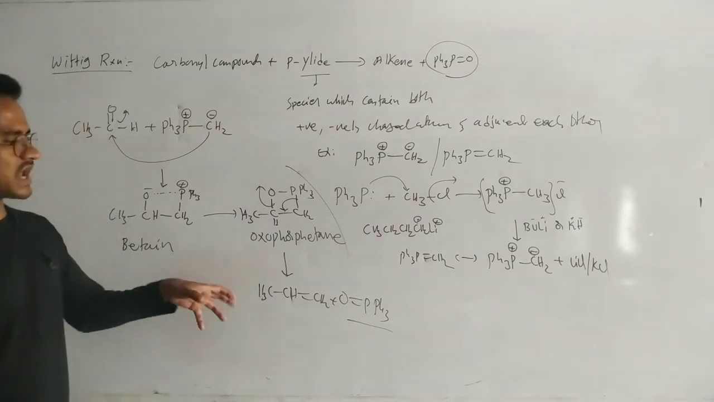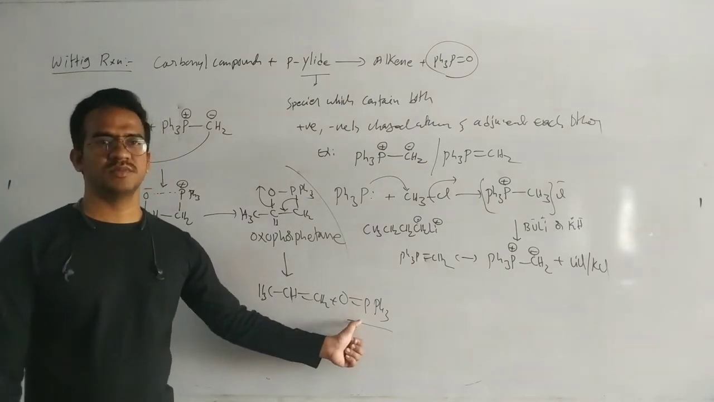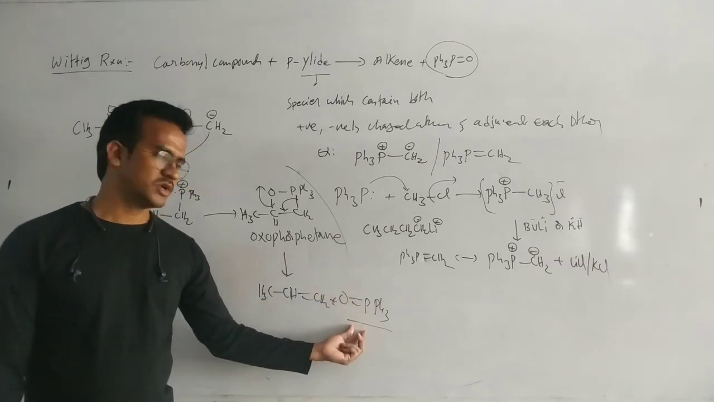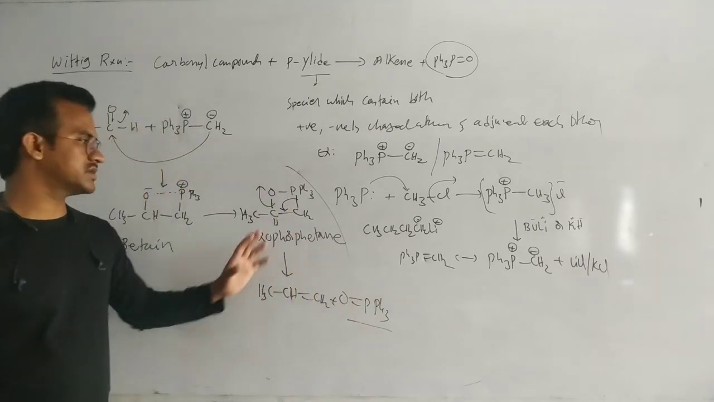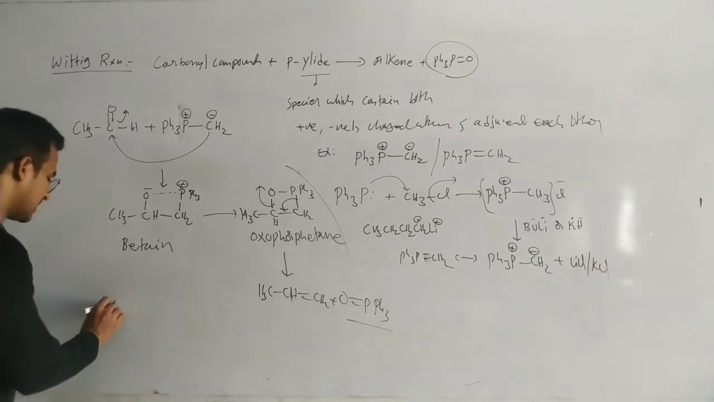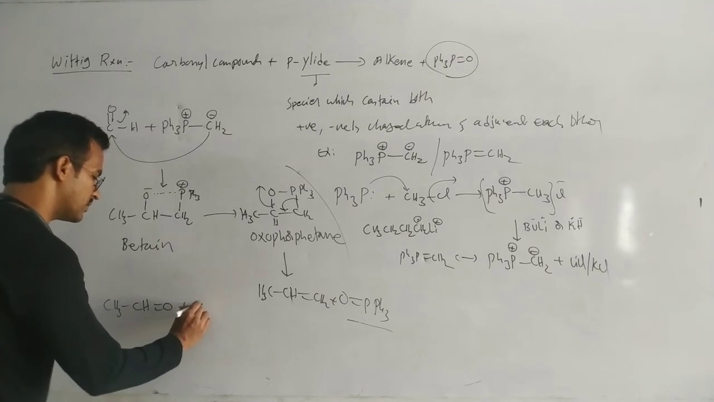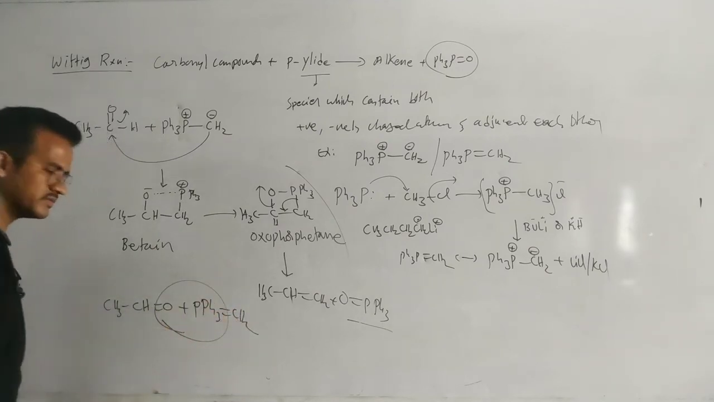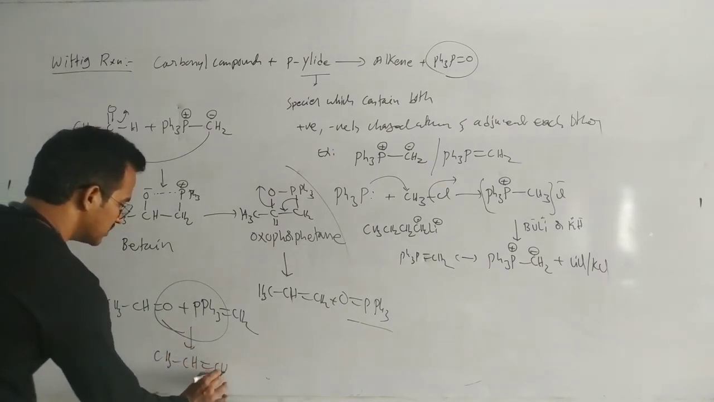Phosphine oxide. So what is the driving force for this reaction? The stability of the phosphorus double bond oxide. P double bond O is very stable, that means there is a higher enthalpy of formation. So that's why this triphenyl phosphine oxide is formed. Then breaking of this ring takes place and we will get the alkene. So this reaction is very simple: CH3CH double bond O plus triphenyl phosphine double bond O, just removal of that oxide. So CH double bond CH2.